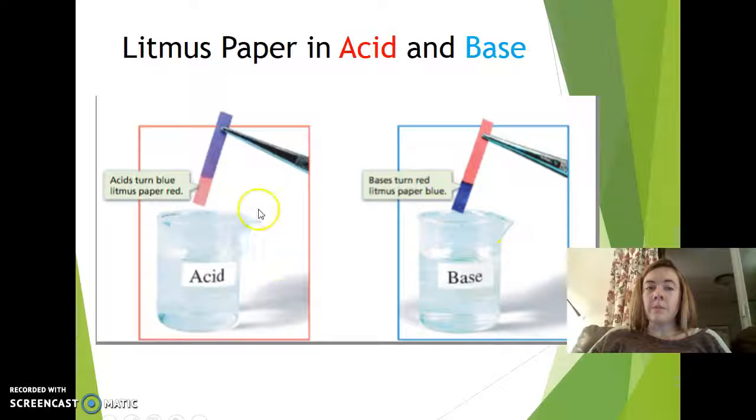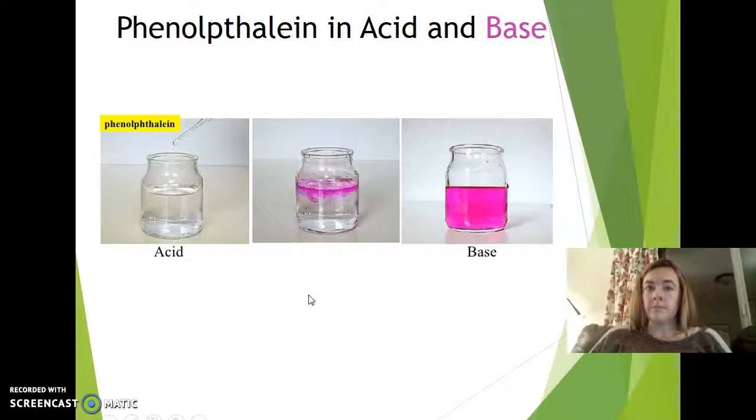So here's a picture of litmus paper. Notice you got that blue to red. It's an acid. It has turned the blue litmus paper red. And for a base, it has turned the red litmus paper blue. In phenolphthalein, this is the bright pink color that we were talking about. Acids will remain colorless. Notice this is where they're starting to add a basic solution right on top. And the moment it becomes basic, it'll turn pink.